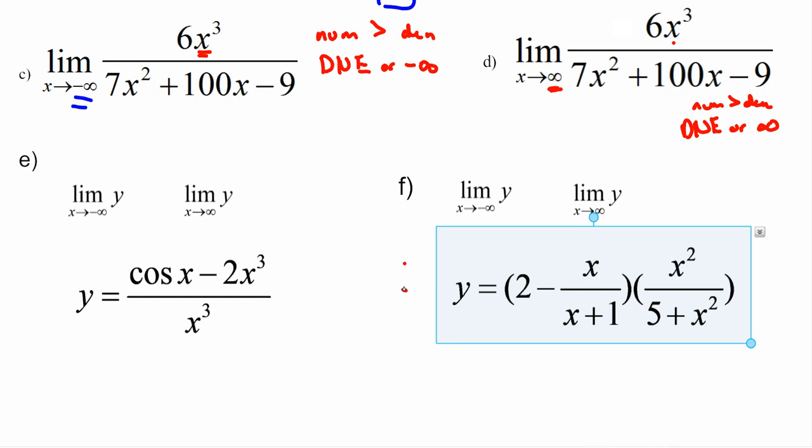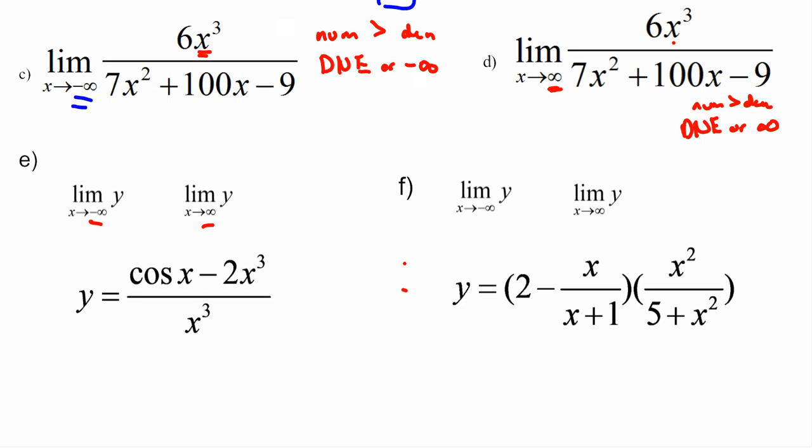All right, you can try these two. These are a little bit more difficult, okay? But in doing this, we're going to take the limit to infinity and negative infinity. Normally, these are the same unless we have an absolute value, all right? But when we look at this, we're going to have the cosine.